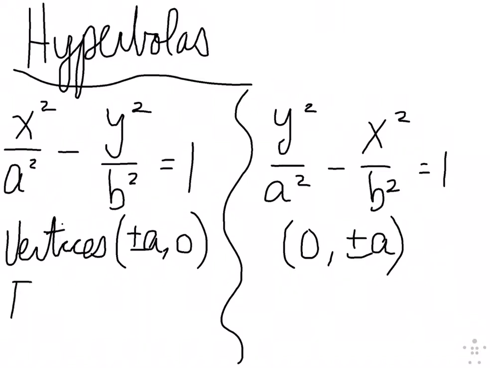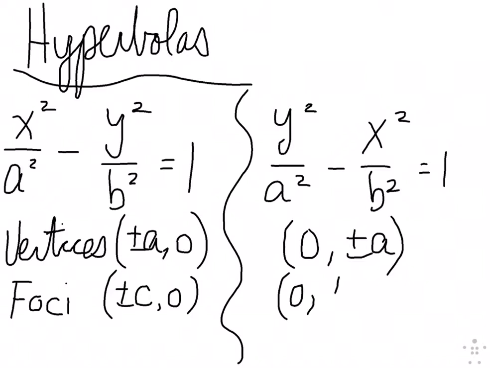The foci, again, is another thing that we're going to have. Foci, again, remember, is plural for focus. It's still plus or minus c. But this time the equation for the foci is not c squared equals a squared minus b squared. It's c squared equals a squared plus b squared. So it is the Pythagorean theorem. So that's how you're going to find c, using that formula.